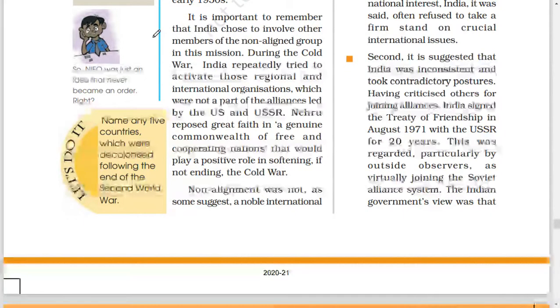It is important to remember that India chose to involve other members of the non-aligned group in the mission. During the Cold War, India repeatedly tried to activate those regional and international organizations which were not a part of the alliances led by the US and USSR. Nehru reposed great faith in a genuine commonwealth of free and cooperating nations that would play positive roles in softening, if not ending, the Cold War.